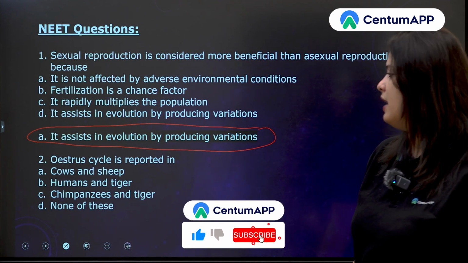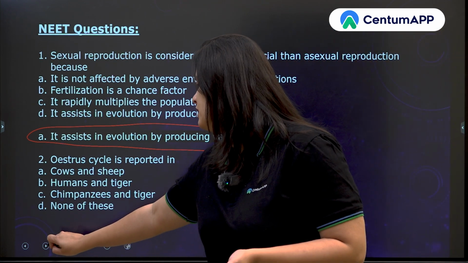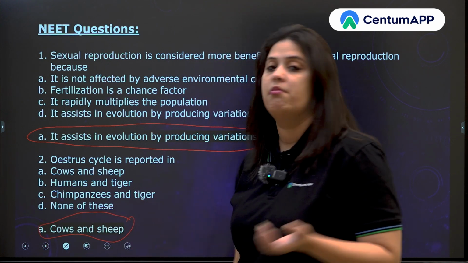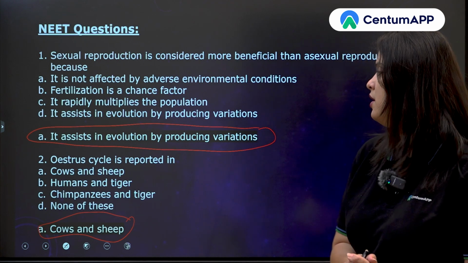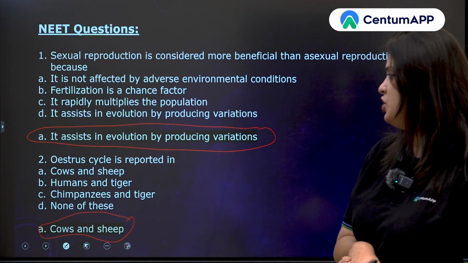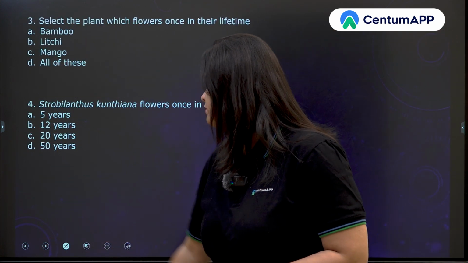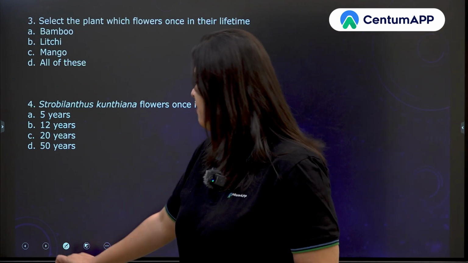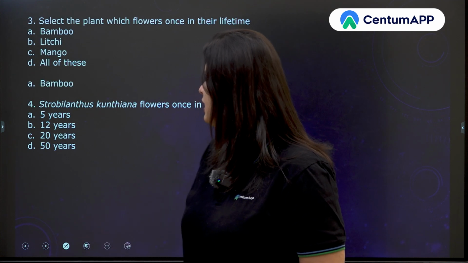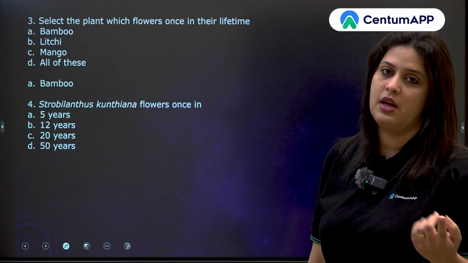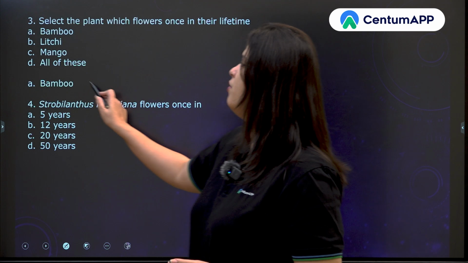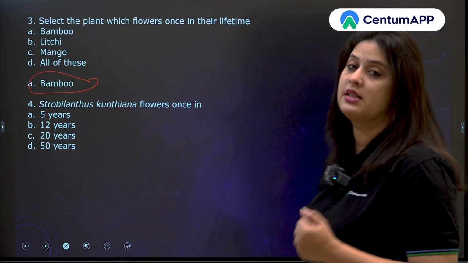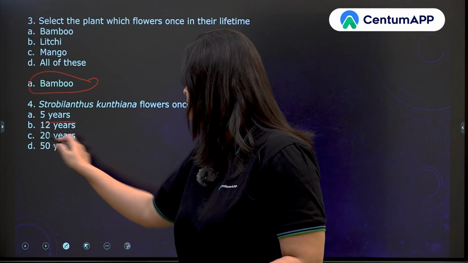Next, estrus cycles are reported in animals where they occur maybe once or twice in a year. So it is cows and sheep. Select a plant which flowers once in a lifetime: bamboo, lychee, mango. It is bamboo. Bambusa, I told you, it is bamboo which flowers once in a lifetime. Strobilanthes kunthiana flowers once in 12 years.